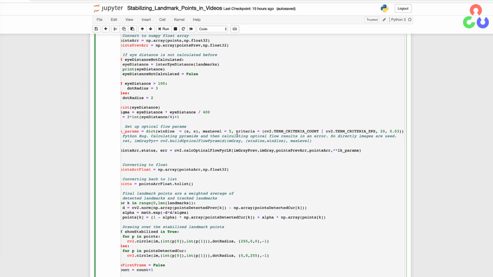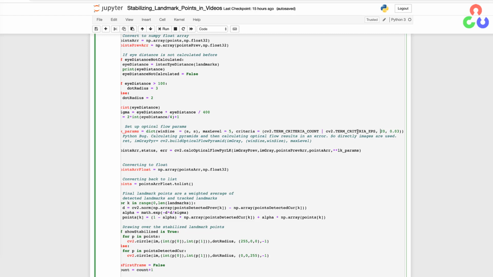This is very common in many iterative algorithms. We have to tell when the algorithm should stop. And usually we use two termination criteria together because one of them may take a very long time. In this case, we are using two termination criteria. The first one is called term criteria count, which means that after applying 20 iterations, stop, even if the required accuracy is not met, because we have to stop after some time, otherwise these things can go for a very long time.